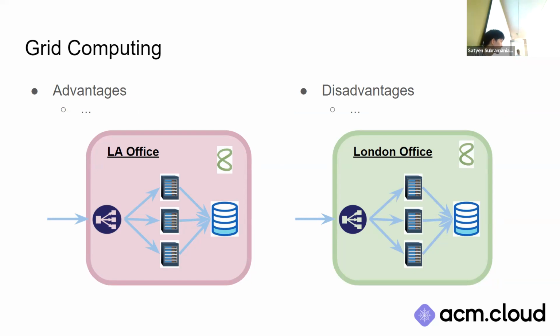Based on the disadvantages of the cluster computing, there isn't one node taking all the requests. It's being distributed among two. And if one office breaks down, the server goes down, there's still another office. Yeah, great. That's a pretty strong advantage.